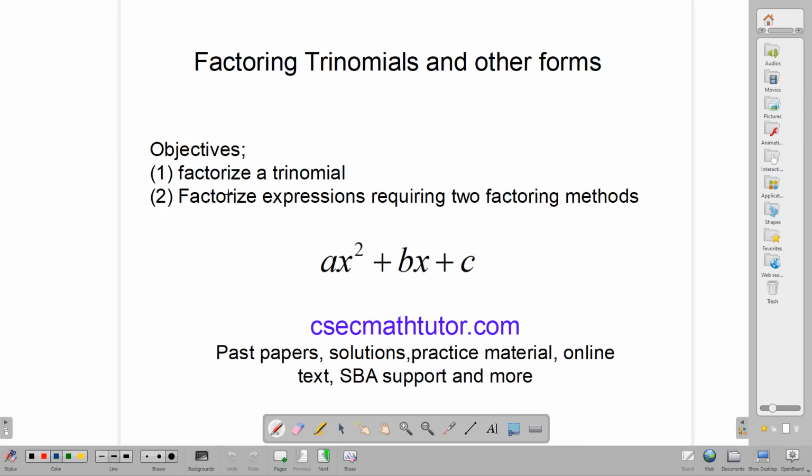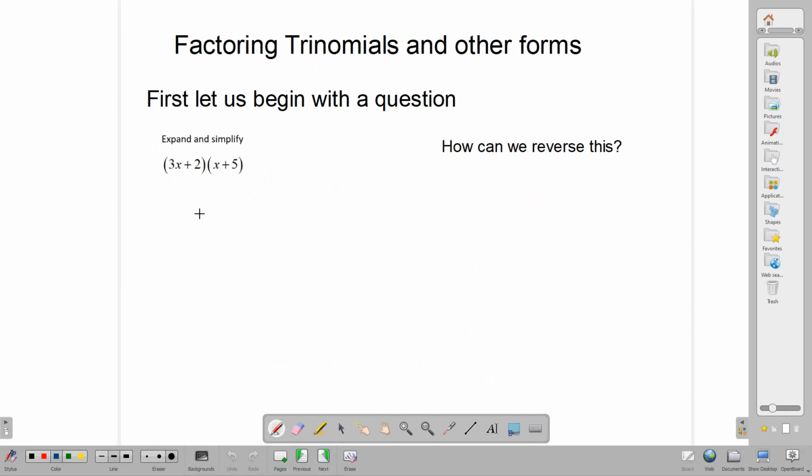In today's video, we are going to look at how to factorize a trinomial and how to factorize expressions requiring two factoring methods. A trinomial is an expression of the form ax squared plus bx plus c. Before we begin factoring our trinomials, we need to answer this question. Expand and simplify 3x squared plus 2 times x plus 5.